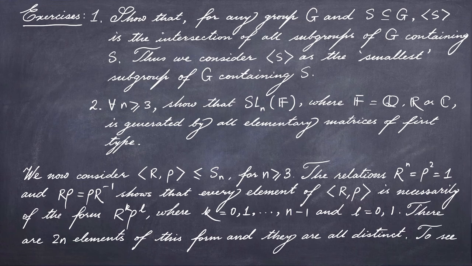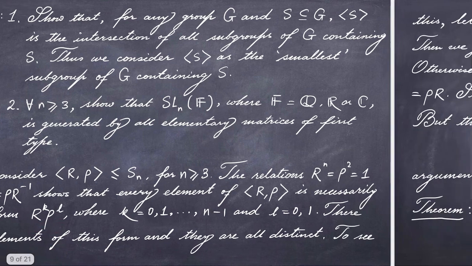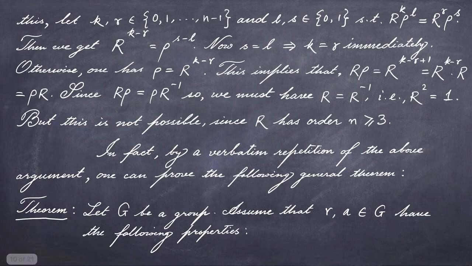And you see that for k we have n choices and for l we have 2 choices. So there are 2n elements of this form, and they are all distinct. To see they are all distinct, let us take k, r and l, s such that r to the power k rho to the power l equals r to the power small r rho to the power s, and that gives us this. Now you see that if s equals l, then that immediately forces k to be equal to small r, because both k and r are here. I mean, if s equals l, this means identity.